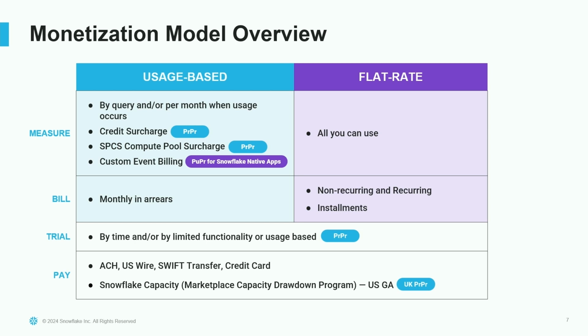Maybe the first year, the price is lower. It's a step up in the second year. Really, there's a lot of flexibility with flat rate. Our usage-based story allows for, per query per month, only charged when usage occurs on your listing. We have 2 surcharge models, one by credits, another by compute pools.